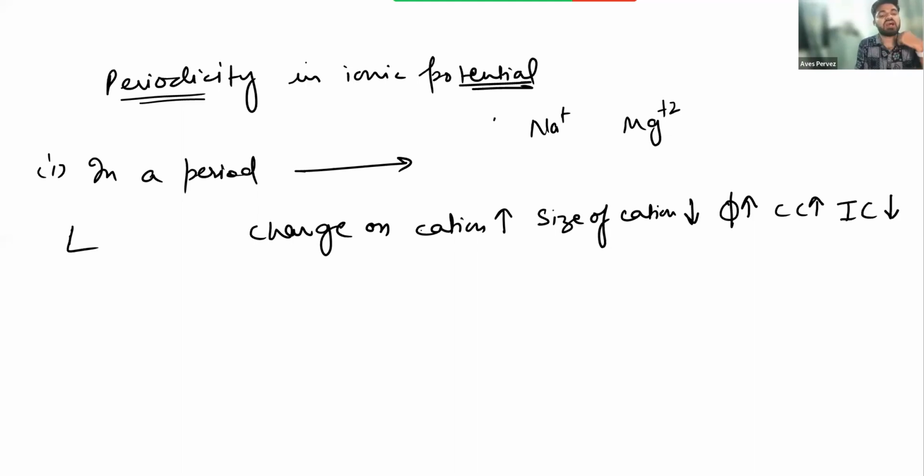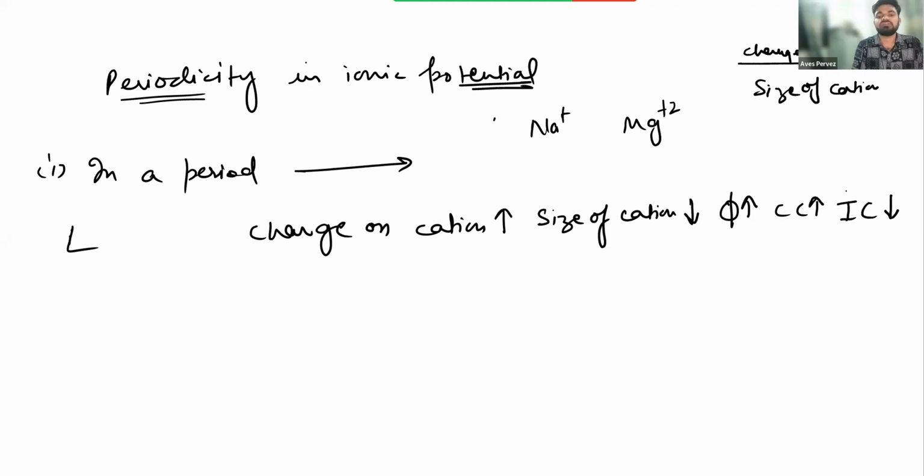So if the charge increases and the size of the atom decreases, as we have discussed, then more will be the polarization power. The size decreases because size is inversely proportional to ionic potential, which we have written as charge of cation upon size of cation. So the more the ionic potential, the more the covalent character, and the less the ionic character.